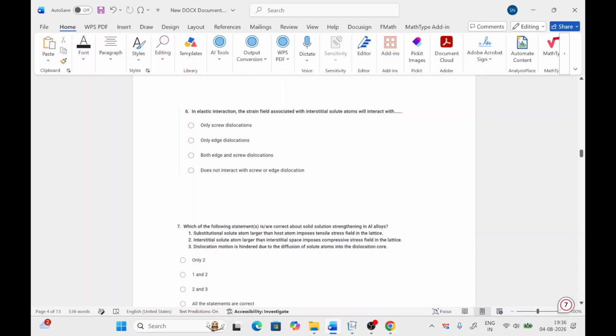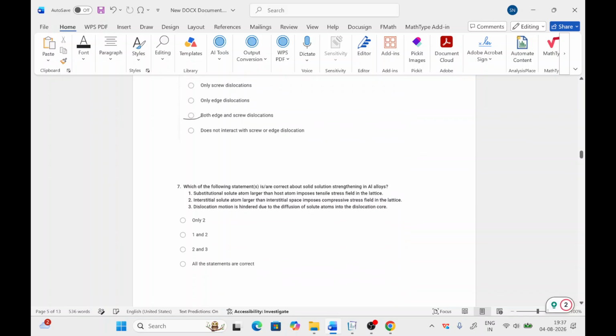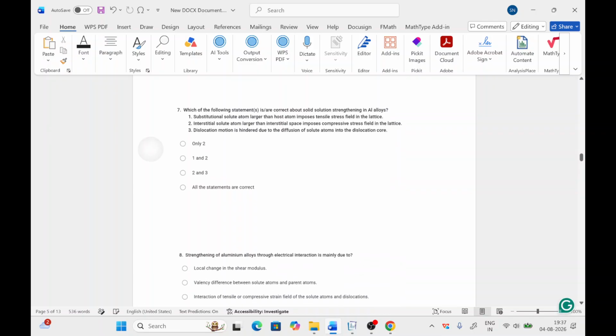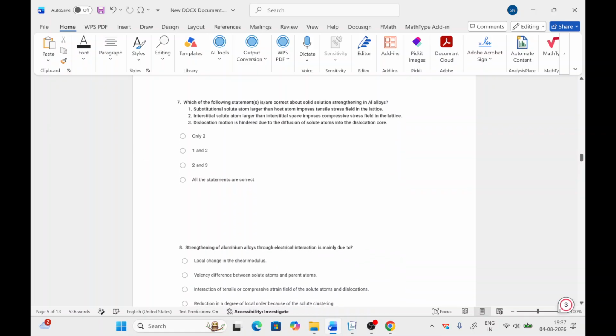Sixth question: in elastic interaction, the strain field associated with interstitial solute atoms will interact with both edge and screw dislocation. That option is correct.